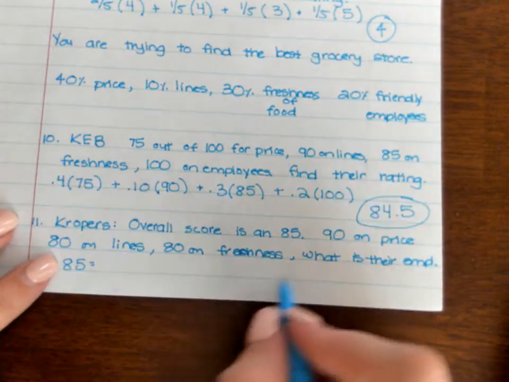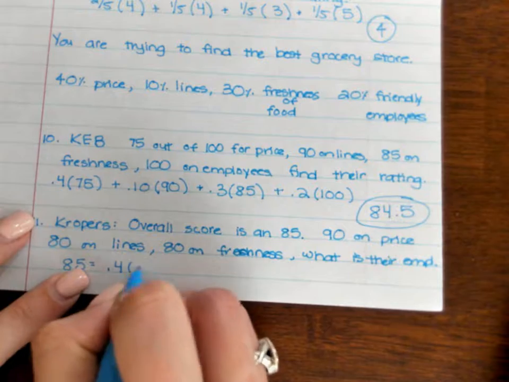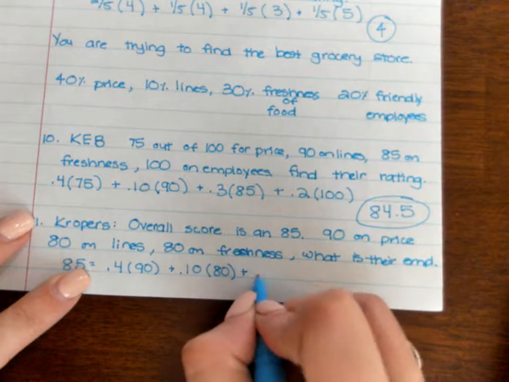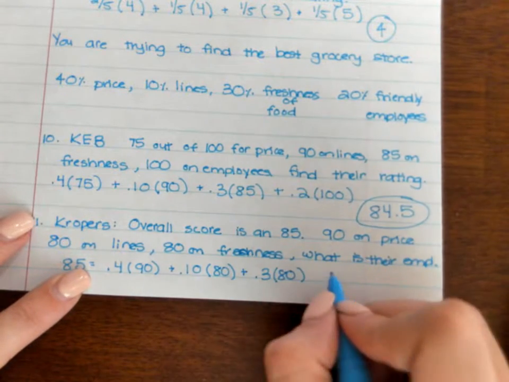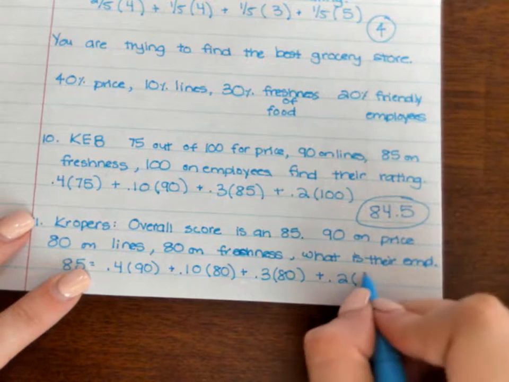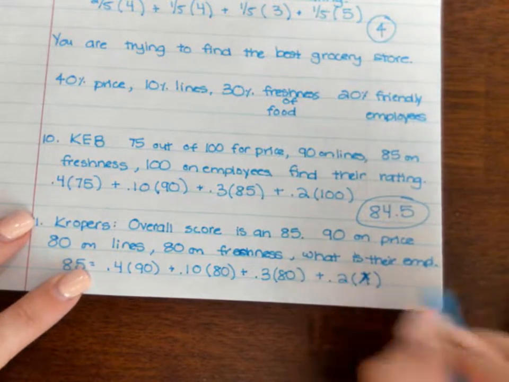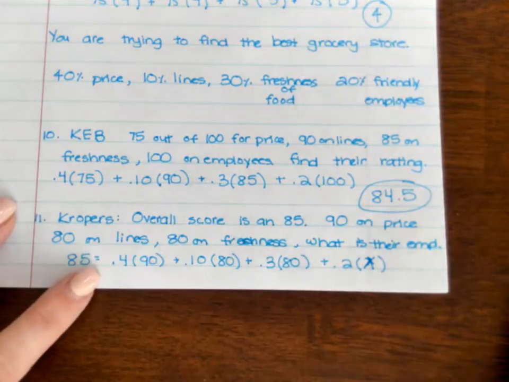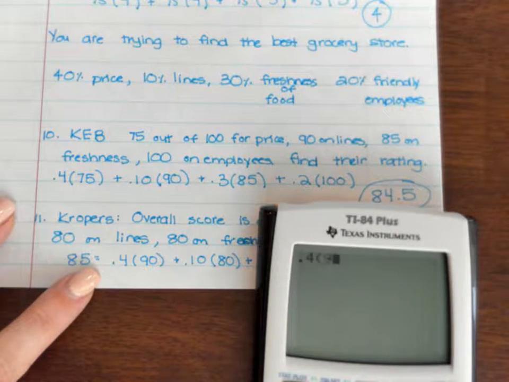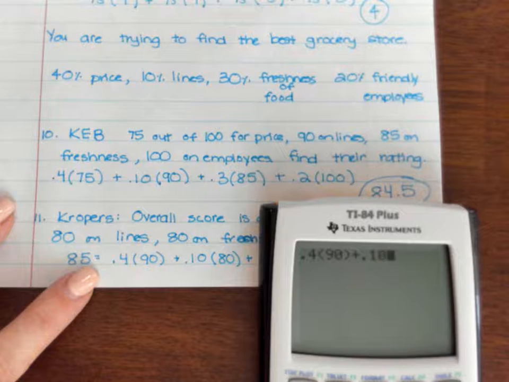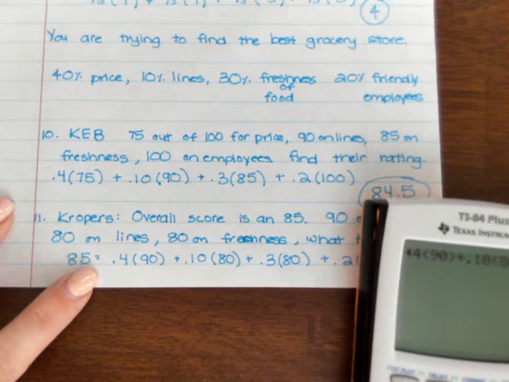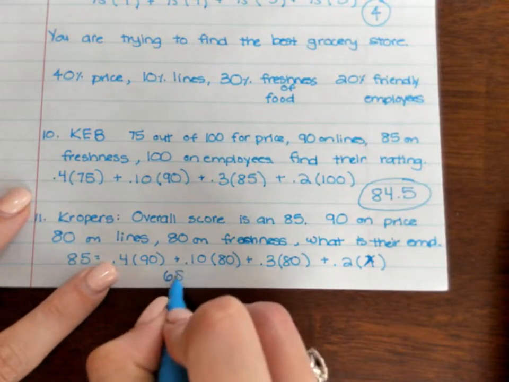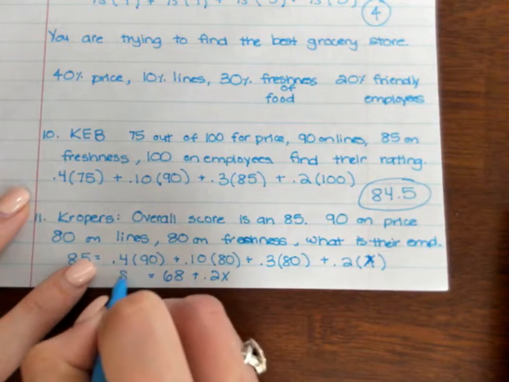I'm going to do the same thing for Croppers, except now they're telling me the overall score is an 85. And then we would take 0.4 times 90 for the prices, 0.10 times 80 for the lines, plus 0.3 times 80 for the freshness of food, plus 0.2 times some unknown value, which I'm just going to call X, for their friendliness of employees. So just like we did with the grades, you're going to add up all these like terms. And I get 68 plus 0.2x equals the 85.